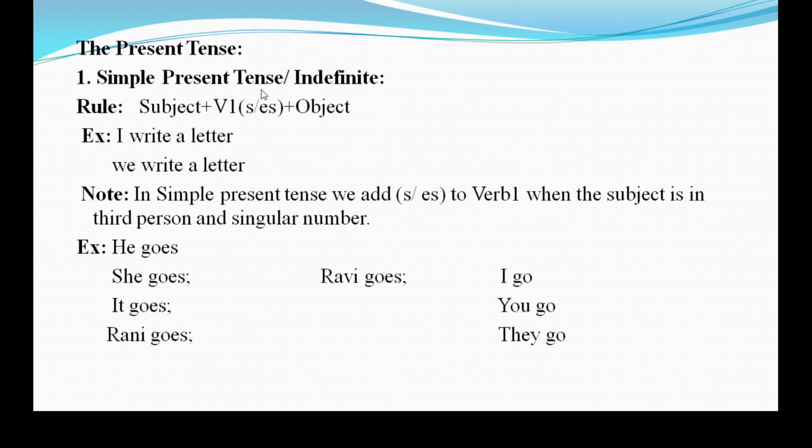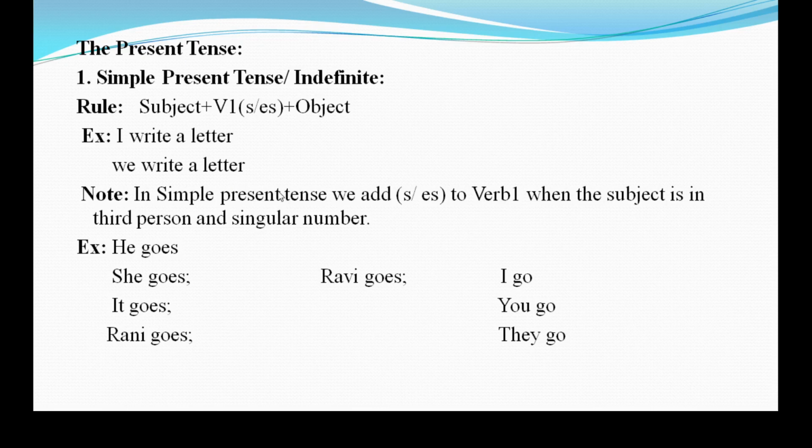First, simple present tense or indefinite tense. Here the rule is subject plus verb 1, with s or es added to the root form, plus object. Based on the rule, we need to construct sentences like this: I write a letter. We write a letter. Here I is the subject, write is the verb 1 or the main verb, a is an article, letter is the object. In the other example, we is the subject, write is the main verb, a is an article, letter is the object.